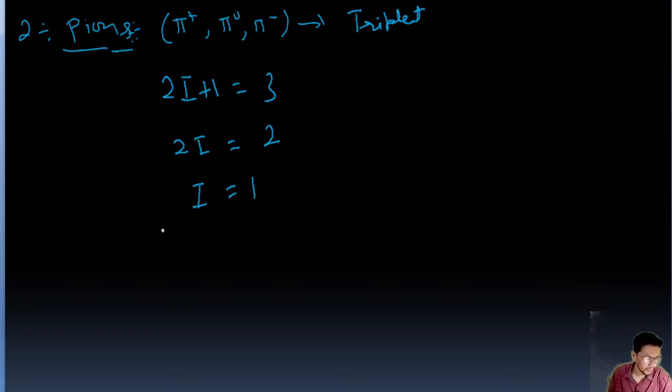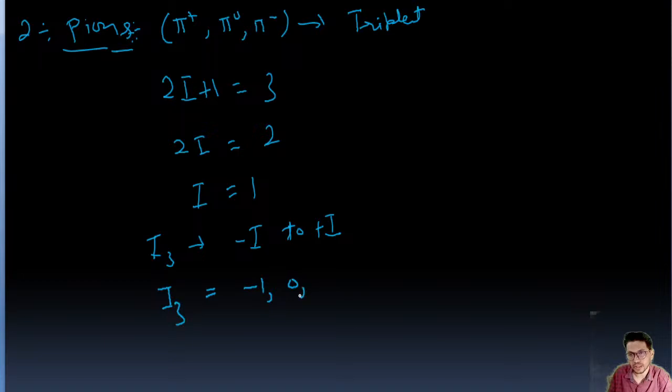I value is 1, which means I3, we know, right? The third component I3 runs from minus I to plus I. So I is 1, so I3 is going to be minus 1, 0, 1, right? So I3 is this.